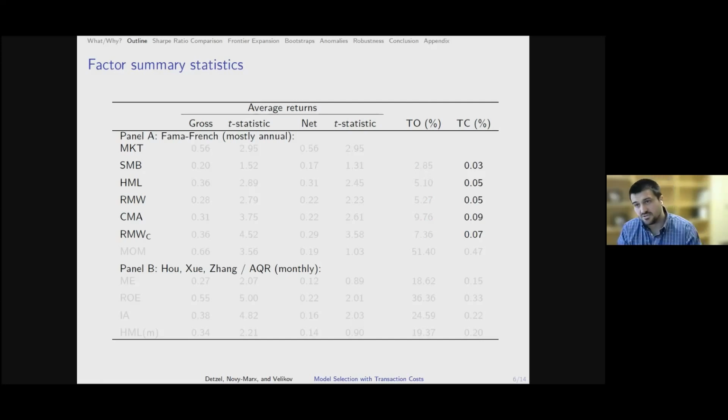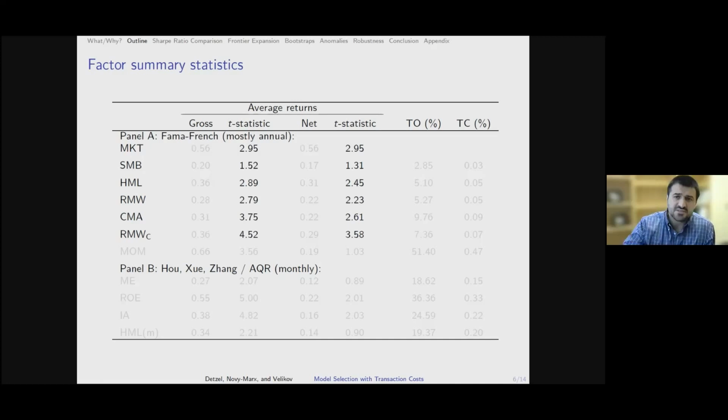The costs we find for these factors vary between 3 and 10 basis points per month, but in the context of the gross returns, you can safely assume that they don't make much of a difference. The statistical significance of these factors, even after accounting for transaction costs, is still there. The only exception is the size factor, which is not even significant before cost.